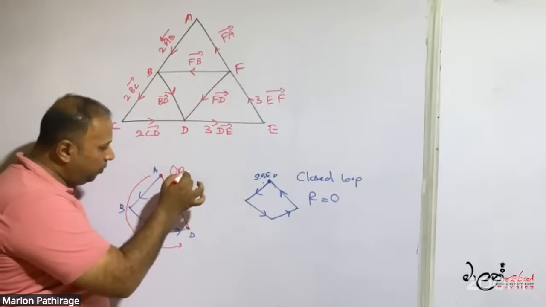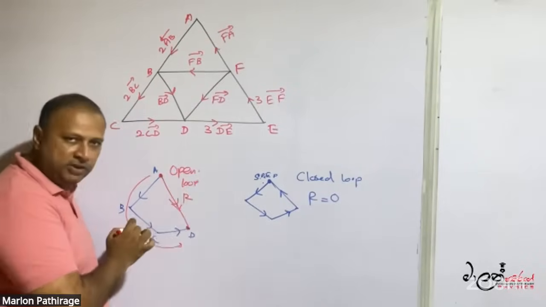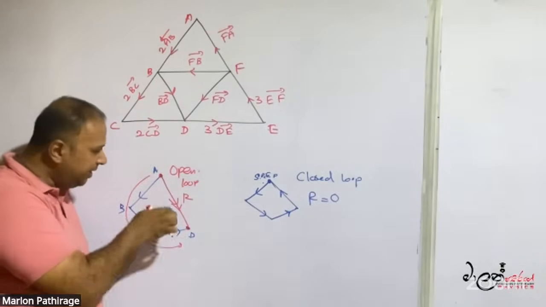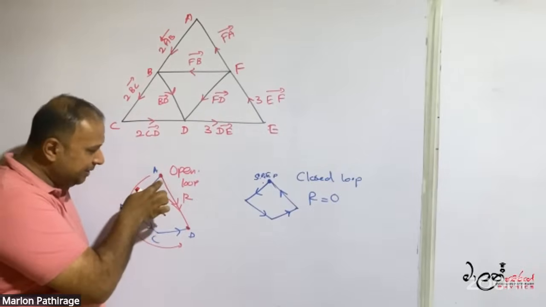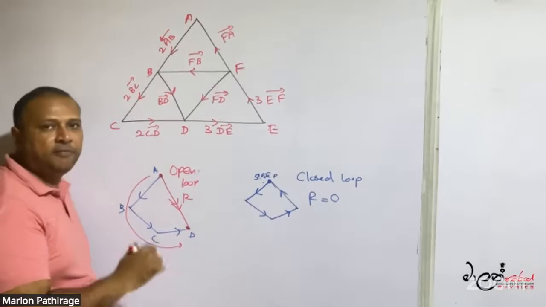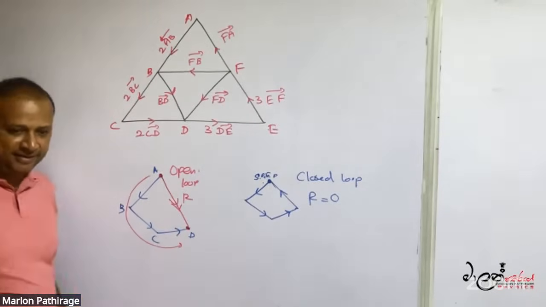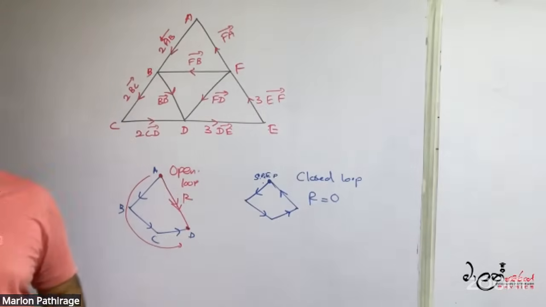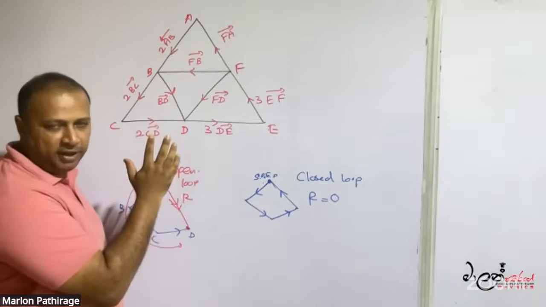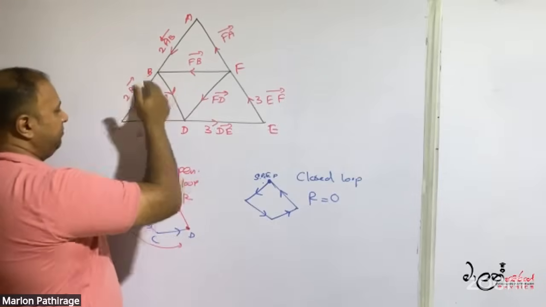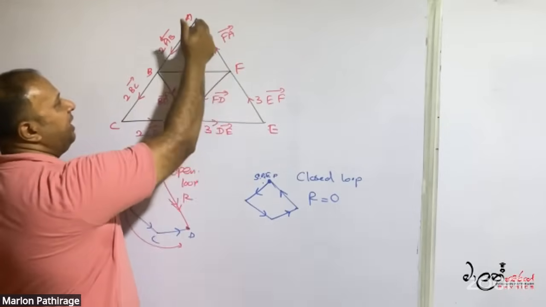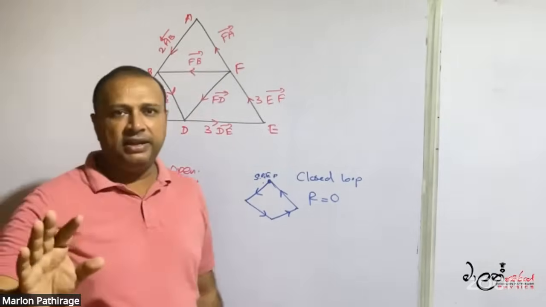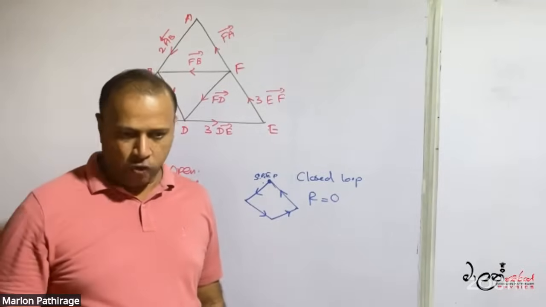If it is an open loop, the resultant vector is equal to the vector constructed by connecting the starting point and the end point of the loop. Now if we consider this vector system: AB vector, BC vector, CD vector, DE vector, EF vector, and FA vector, it is very clear they are in a closed loop.